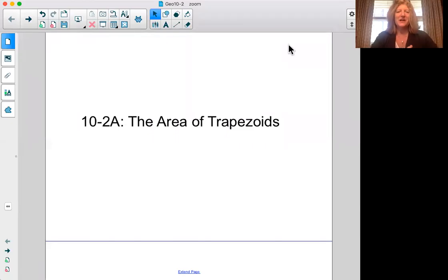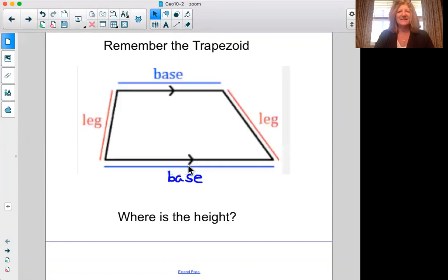Hello, geometry cherubs. Today we're going to talk about the area of trapezoids. So to find the area of trapezoids, we just need to have the trapezoid formula. But before I can give you the formula, we need to talk about the body parts of a trapezoid.